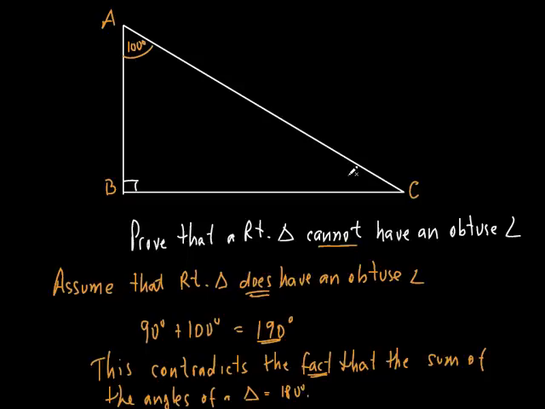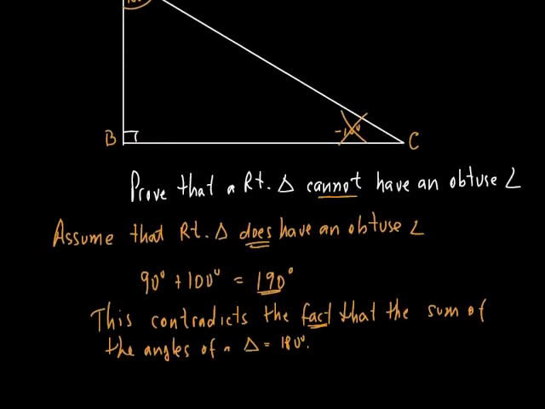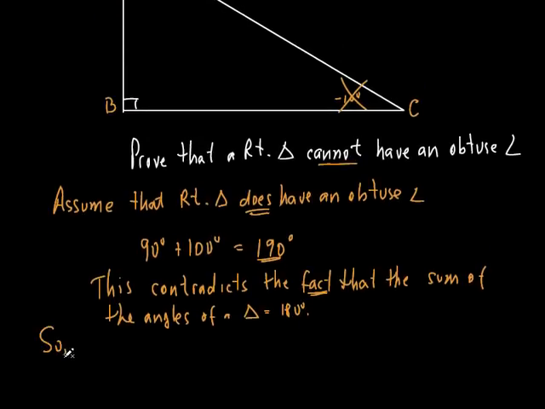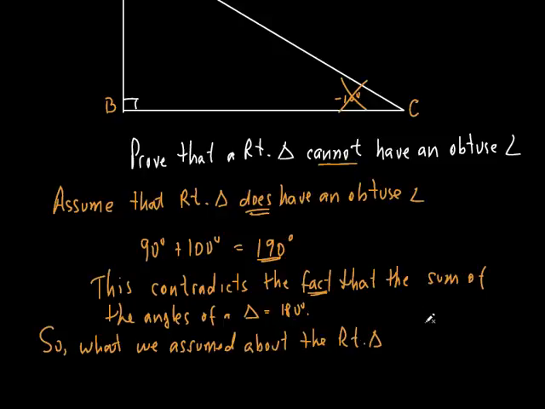There's no way. This can't be like negative 10 degrees, can it? All right? That's the only way that I could get this to be 180 degrees. And you know you can't have an angle with negative degrees. So that's our contradiction. So we say this. So what we assumed about the right triangle having an obtuse angle is false.